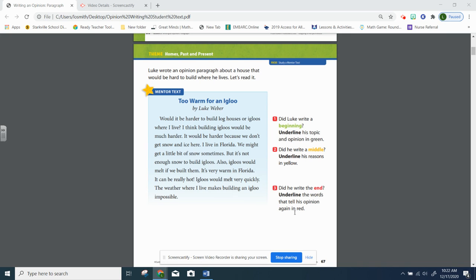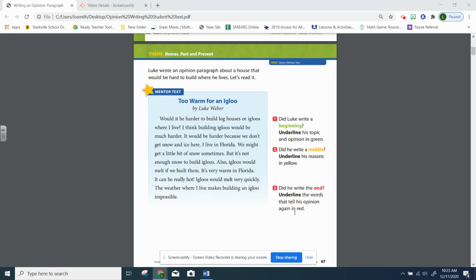All right, let's look. Questions. What is an igloo, first of all? That's right. An igloo is a home made out of ice. Let's look. Did Luke write a beginning? Let's see if he wrote a beginning. I see he did write a beginning.